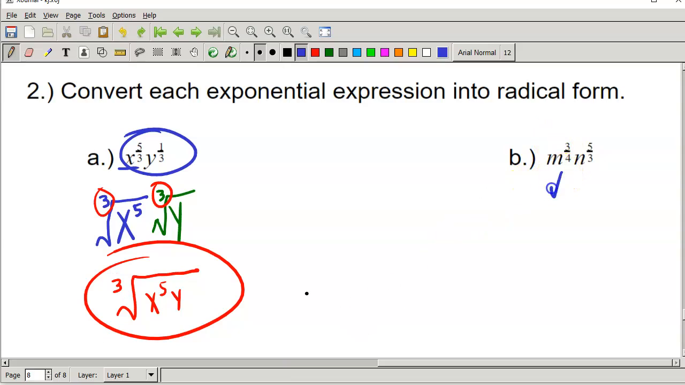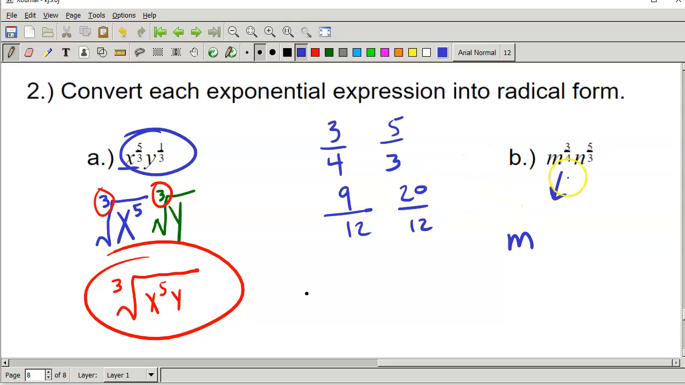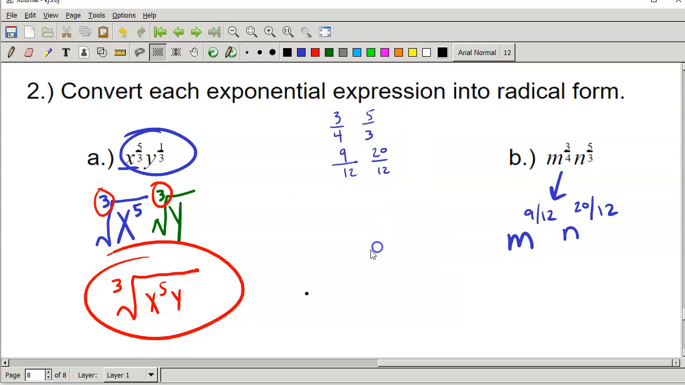We can do the same thing here if we just rewrite this and find a common denominator. Between 3/4 and 5/3, the common denominator is 12, right? So this would become 9/12. This would become 20/12. And so we can rewrite this problem as m to the 9/12 and n to the 20/12. And the only reason why we're going to do that is just because at the end of this, we can write this as one radical. That's really the only reason.